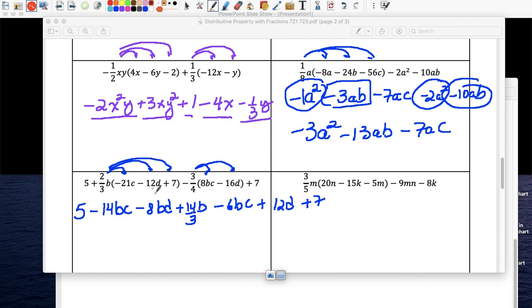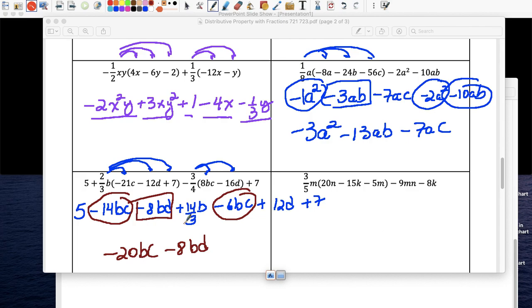Like terms, yikes. This is a BC, this is a BC. So those two give me negative 20bc. This is a BD, this is just a B, okay, so no more. Let me do this one first. BD, is anybody BD? No. So minus 8bd. And then this guy here, plus 14 over 3b, plus 12d. They're all different variables. And then finally we have a positive 5 and positive 7 plus 12.